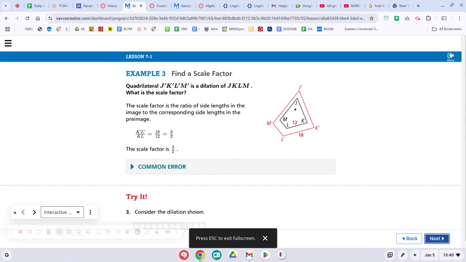The scale factor, again, has this thing gotten bigger or smaller? It's gotten bigger. So to find the scale factor, since it's getting bigger, you just use similar sides. 18 to 12 is our factor, but we can reduce that to 3/2. So this has been a dilation by a factor of 3/2.